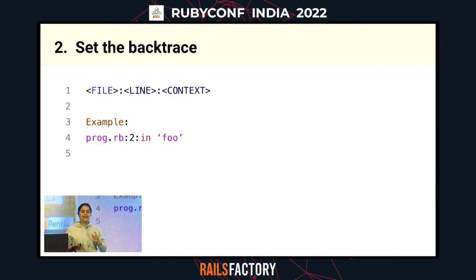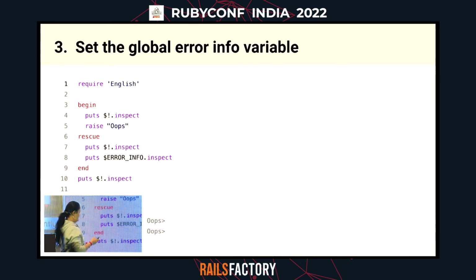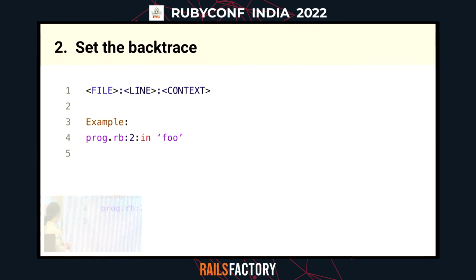The next step is to attach the backtrace to the object. This can be done using the set_backtrace method. Every backtrace is simply an array of strings. The first element of the array is the lowest stack frame, while the last element of the array is the highest. Each string is composed of 3 colon-delimited parts, that is file name, line number, and the context of that particular line.